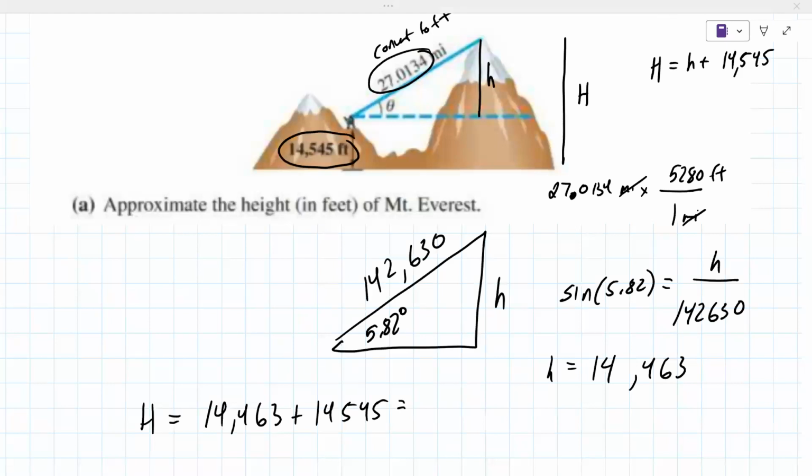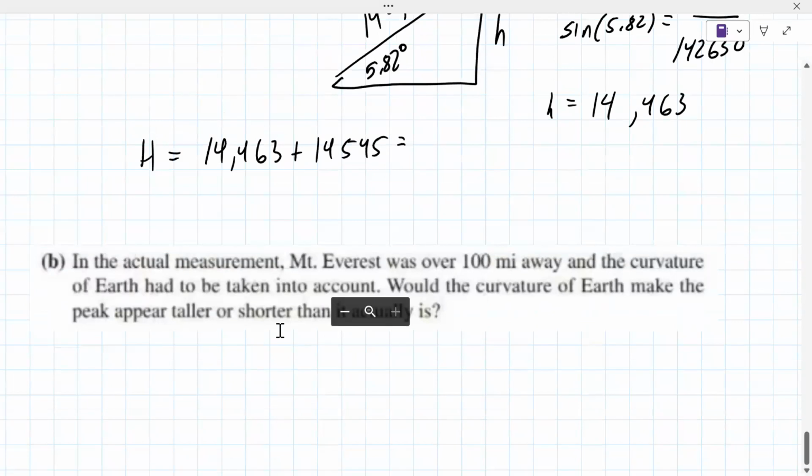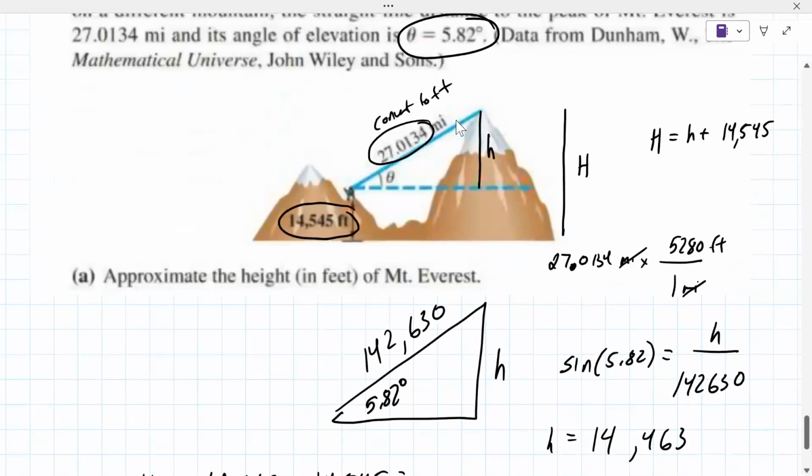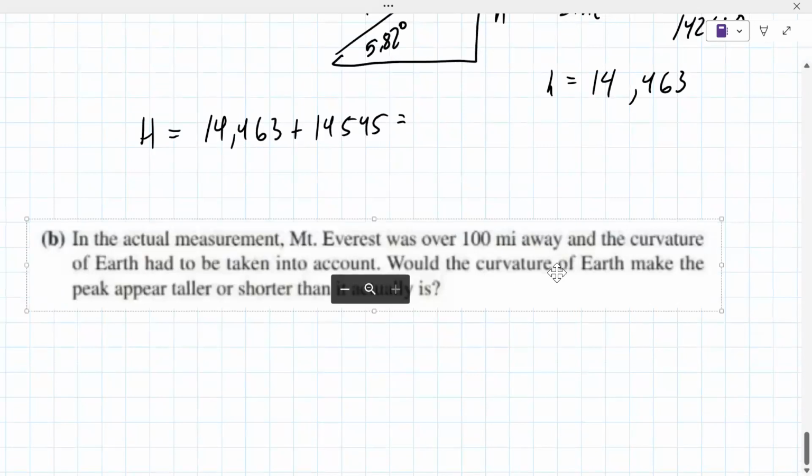All right. So the next question says, does the curvature of the Earth, so they're saying they actually used the wrong number. They're like, oh, it was actually 100 miles away, not 27. And the idea is, well, does the curvature of the Earth make it seem taller or shorter?